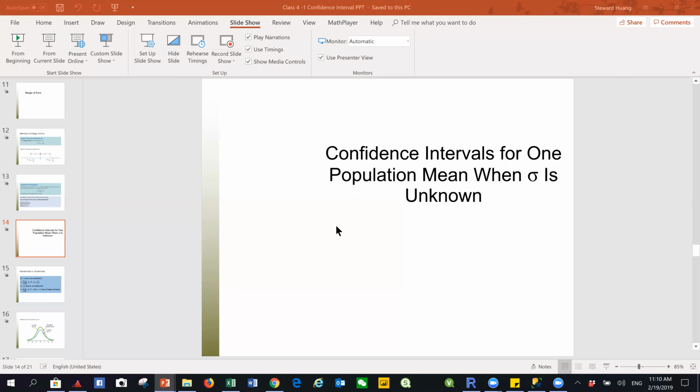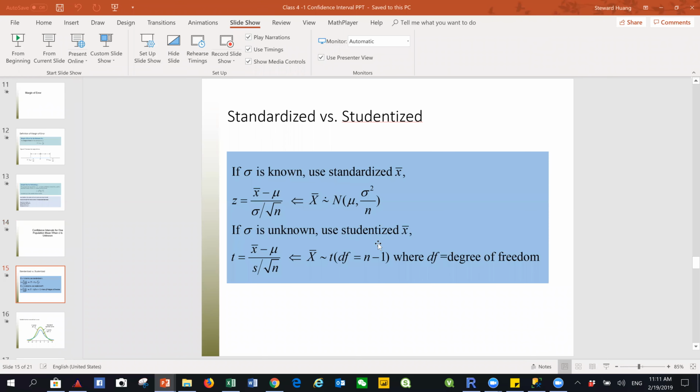All right, and then we have confidence intervals for one population mean when sigma is unknown. We saw the case when sigma is known, but when sigma is unknown, there is a problem with the missing piece of information. Sigma is an important piece of information. If we don't have that, we will have more variability. So to deal with that, we use a T instead of a Z to address the issue.